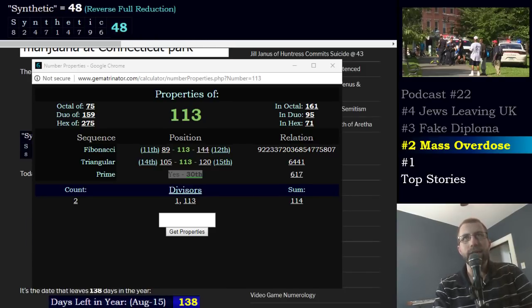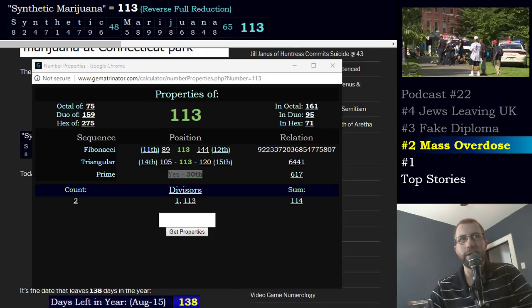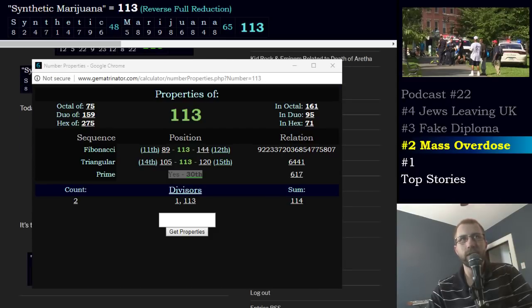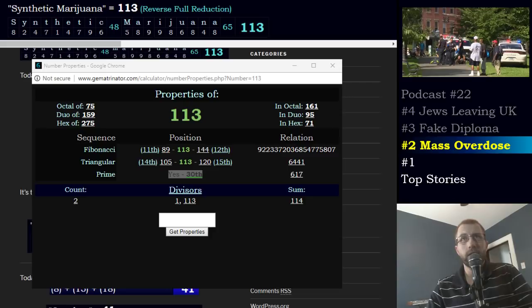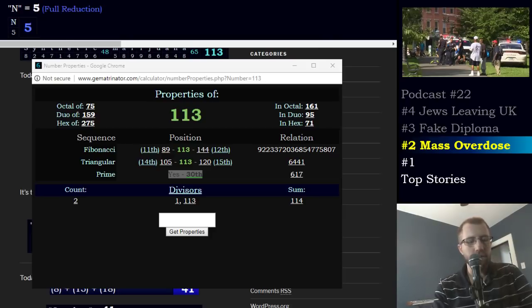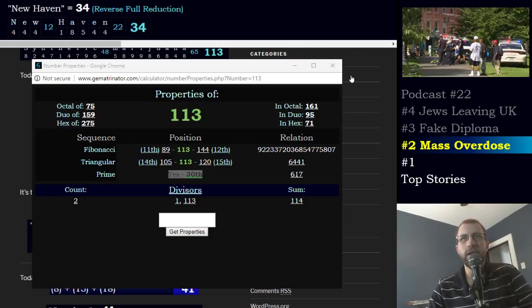But also in this method, synthetic marijuana sums to 113. And synthetic marijuana is said to be what these people overdosed on. The word marijuana itself sums to 34 in reduction. This story coming to us out of New Haven, 34 reverse reduction. And look at the dates, life lesson number, 8 plus 15 plus 2 plus 1 plus 8. It's 34. How about that, ladies and gentlemen?